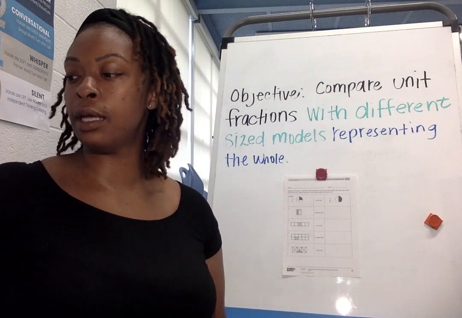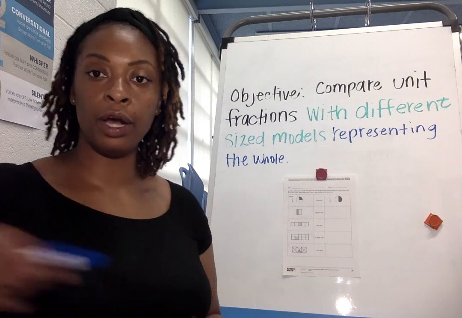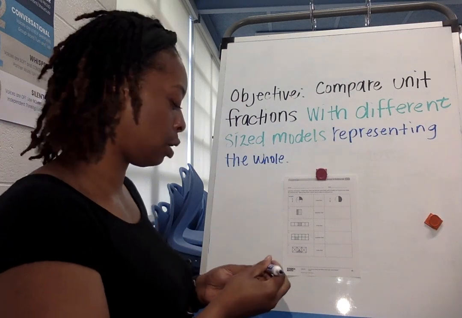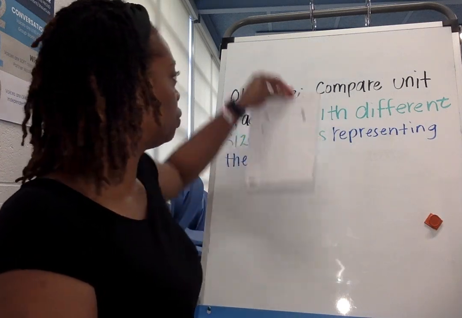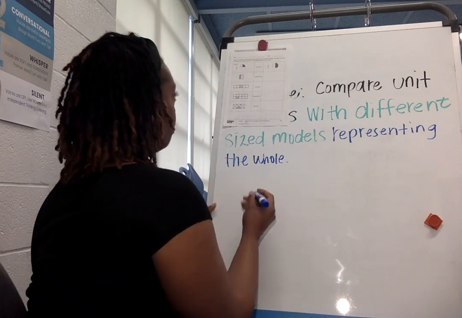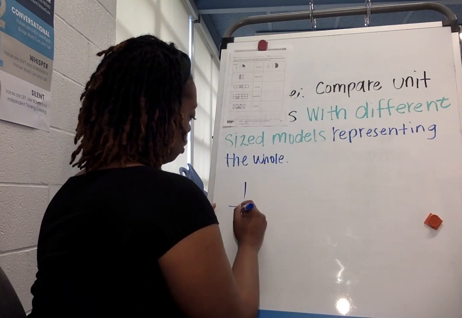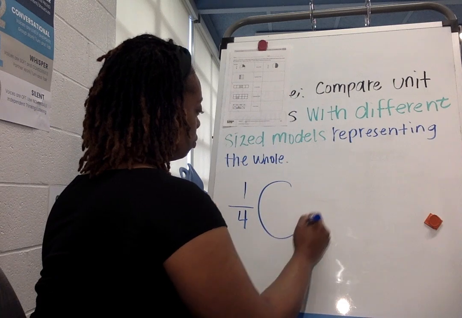Actually, let's look at the example first. I'll draw it out larger so you can see it here on my board. So this is what you have. You have 1/4, and I drew a circle.